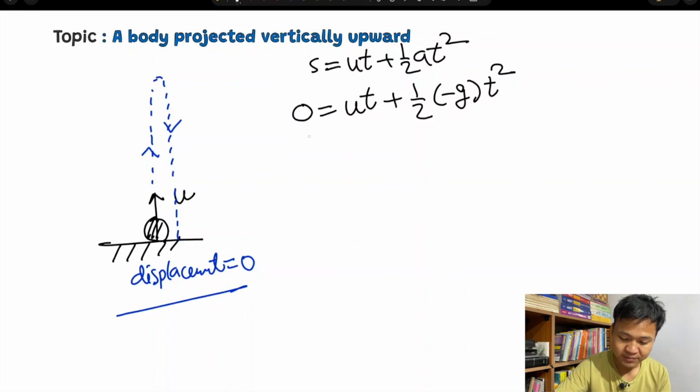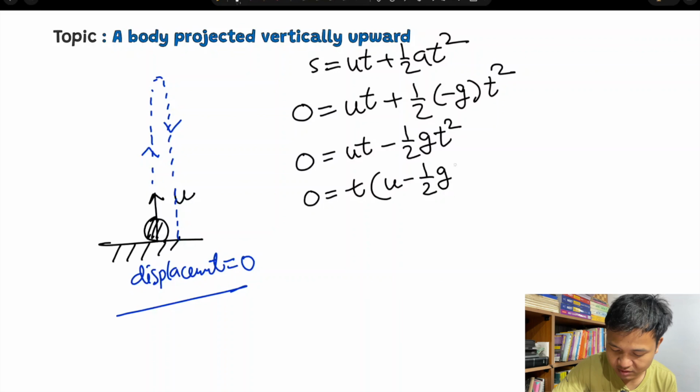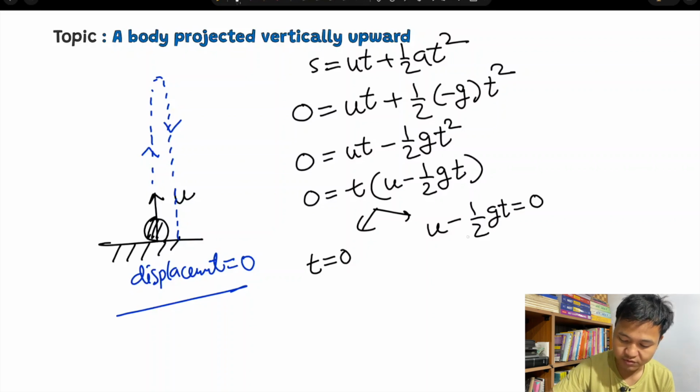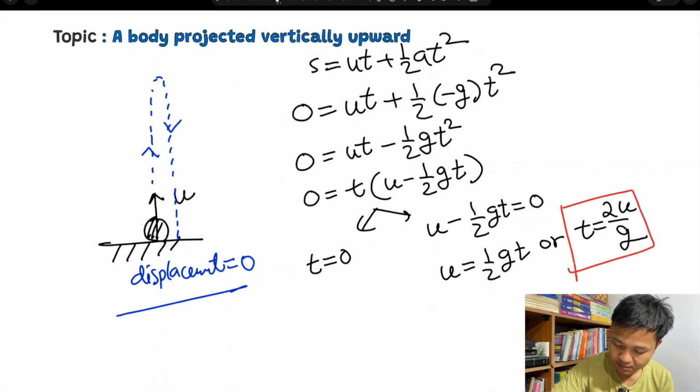Okay, so from here, ut minus half zt square, take t common, u minus half zt. Here you can write t equals 0 or u minus half zt equals 0. So u equals half zt, or t equals 2u by z. So this is the total time of flight.